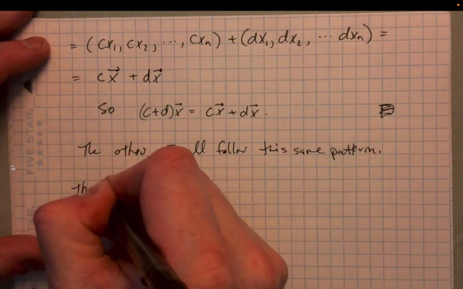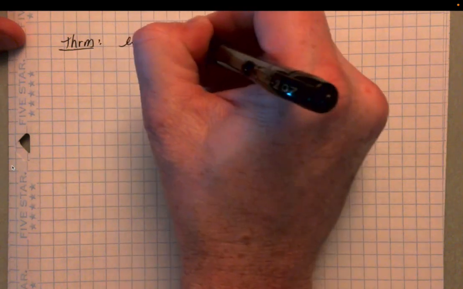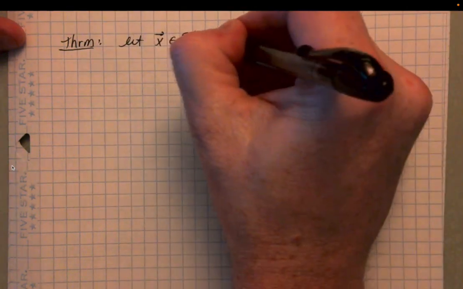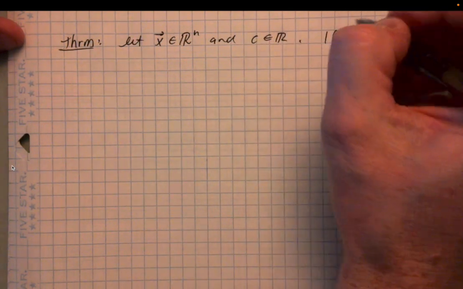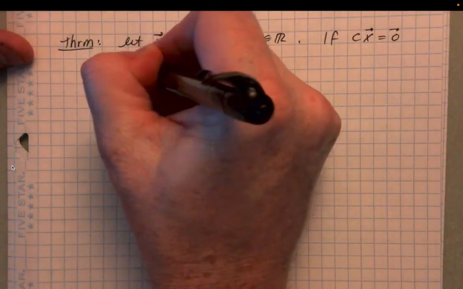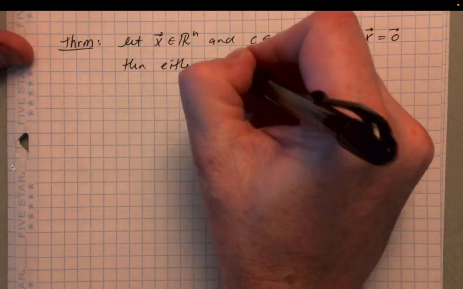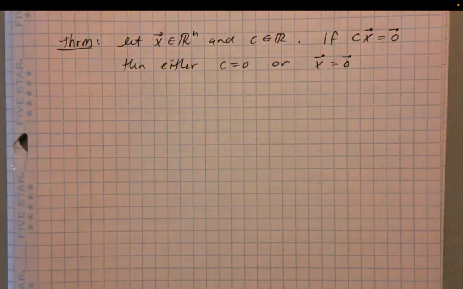Here's another theorem. Okay, so we've got some definitions. We've got some things to talk about. So naturally, theorems will start to arise as we combine the things and flesh out their properties. So let x be a vector in Rn, and C a scalar, a real number. So if C times x is equal to the 0 vector, then either C is equal to 0 or x is the 0 vector.